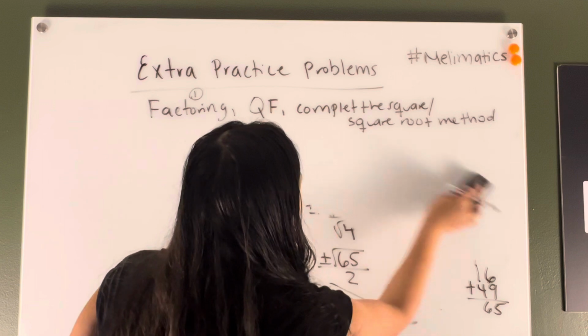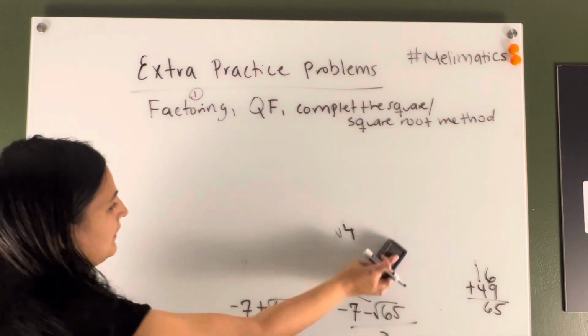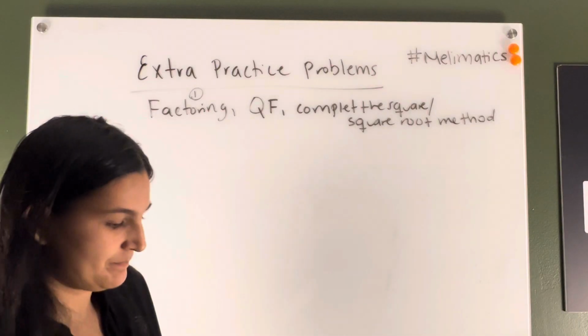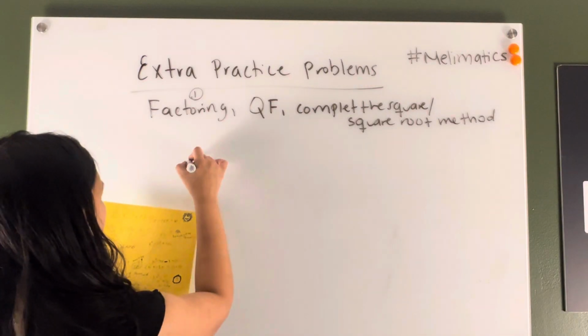So that was another review problem that is useful. Very similar to the flicker problem that we did. Okay, number 3.